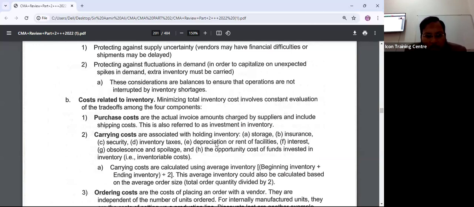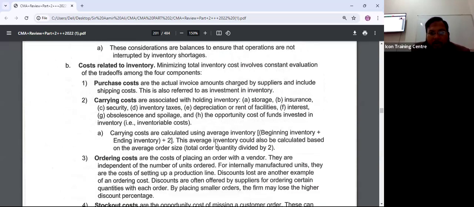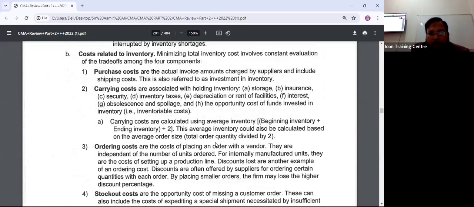Now, costs related to inventory, minimizing total cost. Now, this is the important point. The purpose is to minimize the total inventory cost, because there are three costs, you see, or even four: purchase cost, carrying cost, ordering cost, and stock out cost.